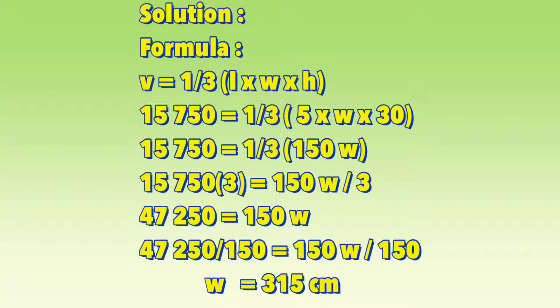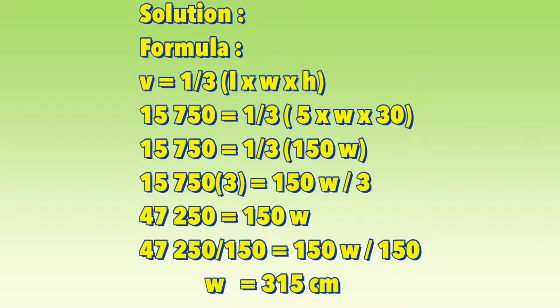So meaning to say, we're going to multiply the length, width, and height. We have to substitute. Volume equals 15,750 equals 1/3 times the given length, which is 5, times W, times the height, which is 30. W is not given, that's why we're still going to write W. Then we're going to multiply now 30 times 5 times W equals 150 W. Then we have to multiply 150 W times 1.